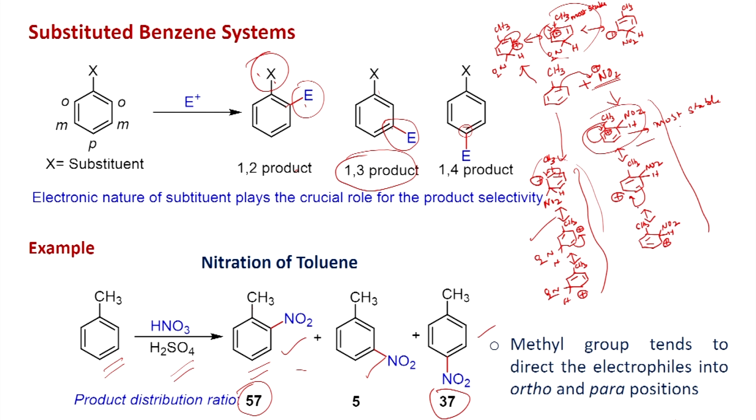This is the reason. When you write the possible resonance structures for the ortho substitution and para substitution, you can see there is a resonance structure which can be stabilized by the electron donating group. So, the methyl group tends to direct the electrophiles to the ortho and para positions. This is the reason for that selectivity.